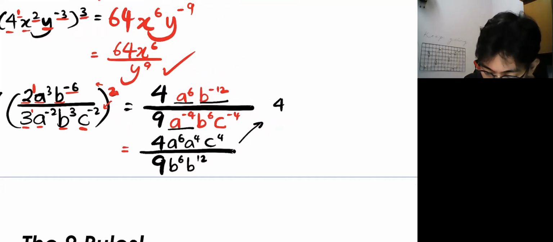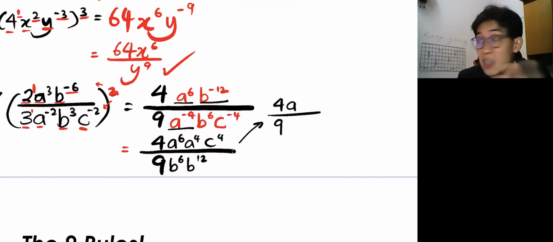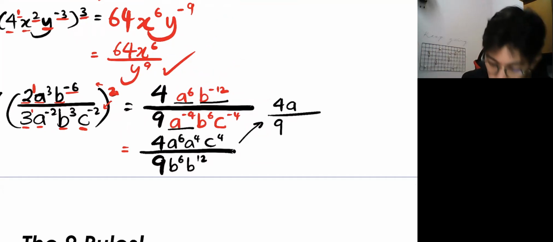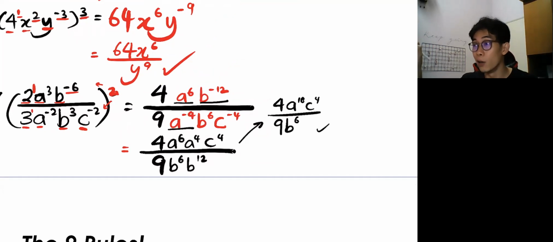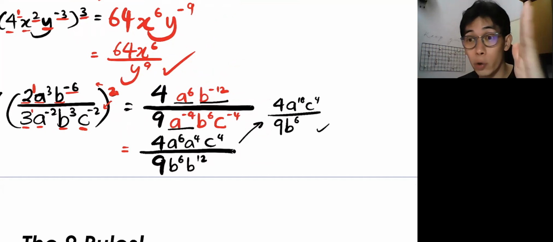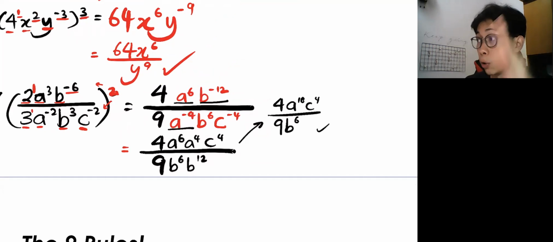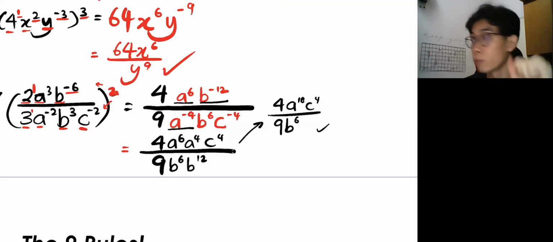Your answer is 4 over 9, this one, A, there is a total of 10. 6 there, 4 there, 10. And then B6. And then C4. Ta-da! That's your answer. Okay? Thank you. Your direction is correct. You see that? Your direction is correct. It's just that, just be extra careful.